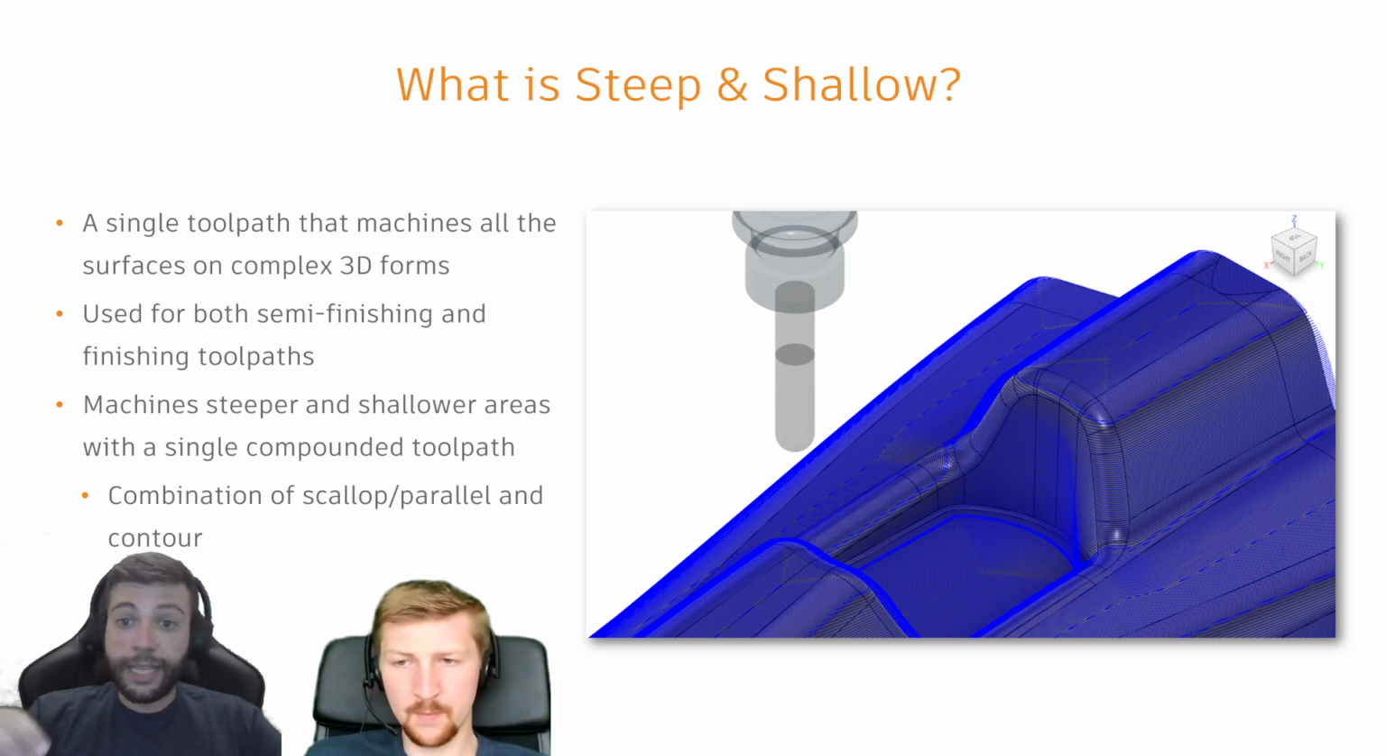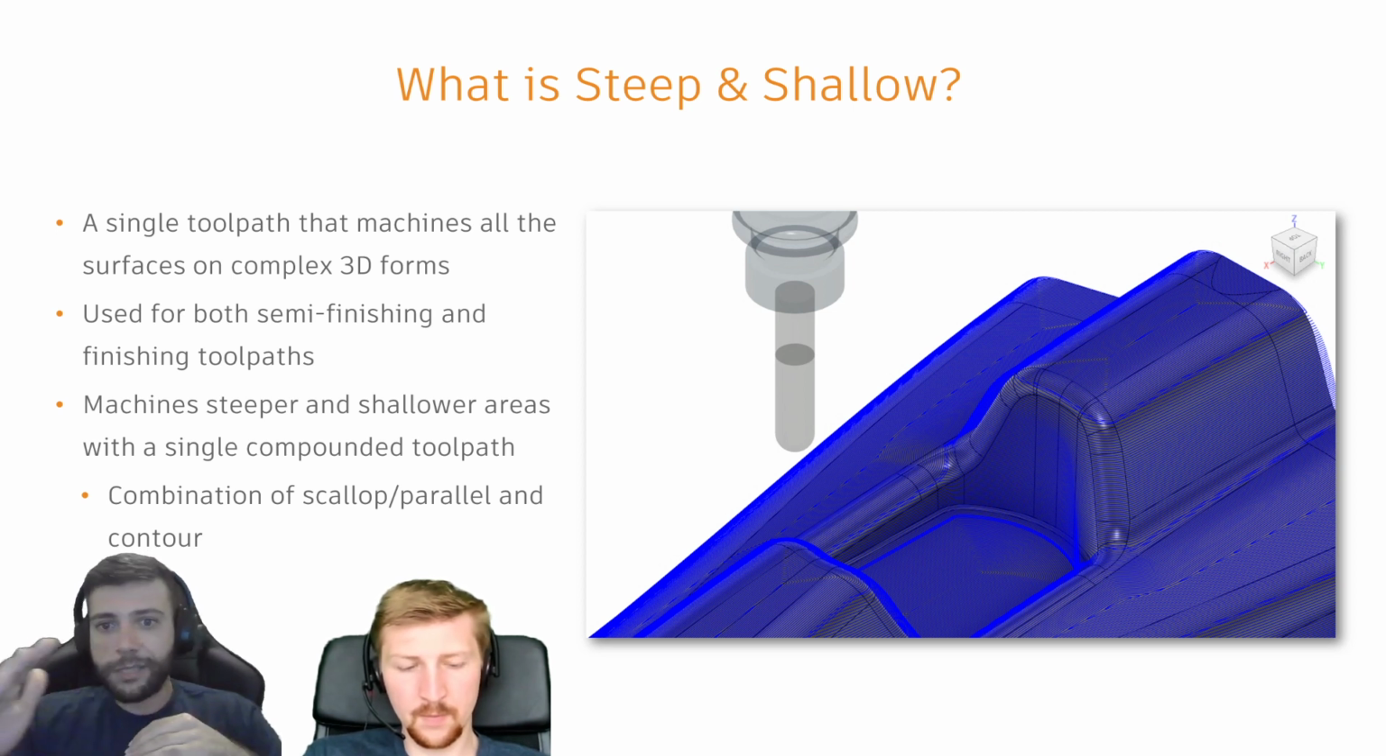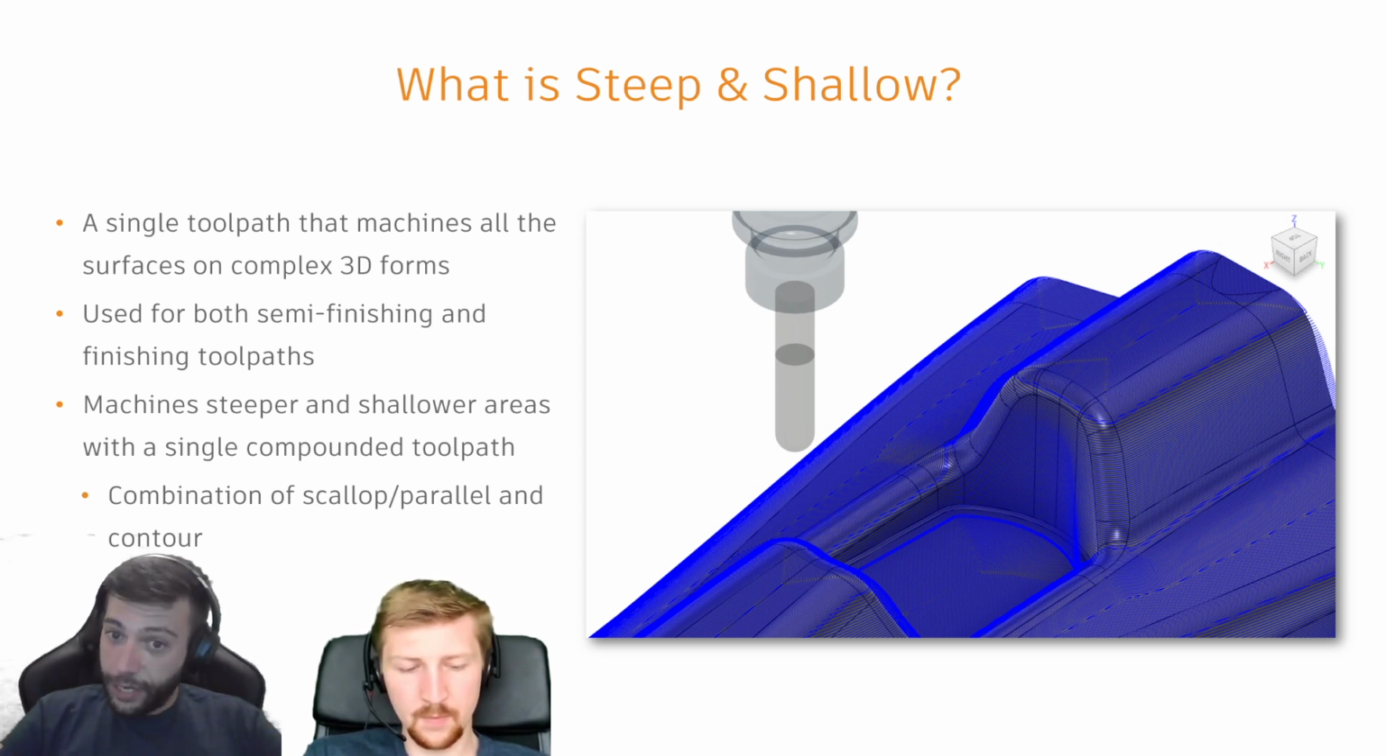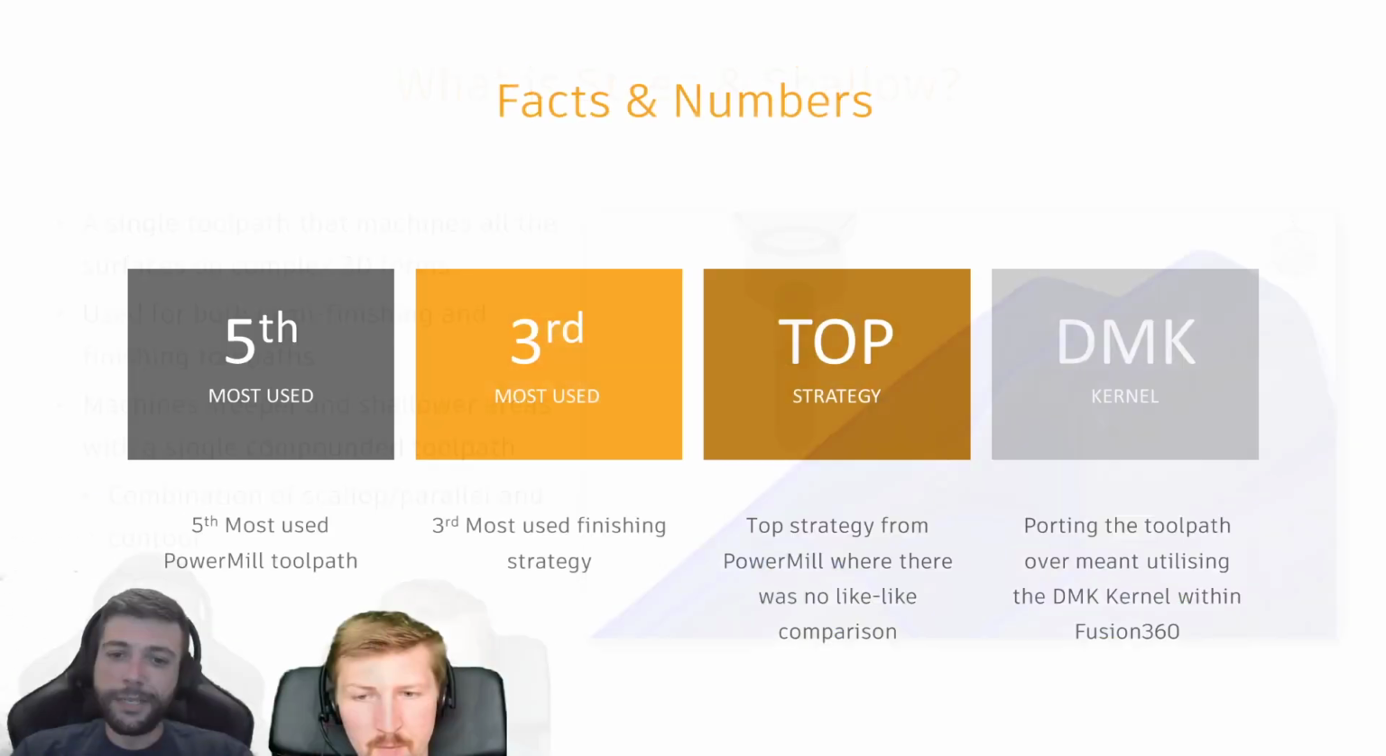The beauty of this is that it can be used as a compounded strategy to machine everything at once, but it can also be used with a couple of tricks that I'll show you later, how to just machine the shallow areas or just machine the steep areas using steep and shallow. It's obviously used mainly for finishing, but it can also be used for semi-finishing. Obviously, it's not a roughing toolpath.